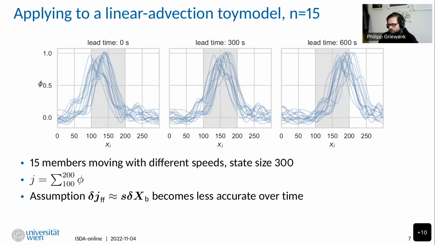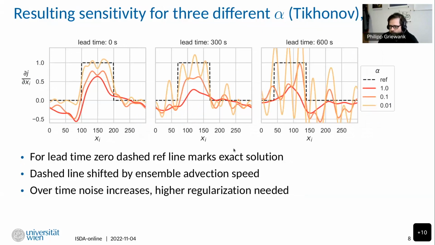And importantly, the reason I showed two lead times instead of just one is that as the lead time gets bigger, the ensembles start spreading more, and this basic assumption that there is a linear relationship between the ensemble deviations of the background and the forecast becomes less and less accurate. And as we'll see, that's important. I only showed 15 ensemble members just to make the plot easier to see. Here I'll be using 60 ensemble members when I actually calculate the sensitivity, shown for three different alpha values, so with more or less strong regularization.